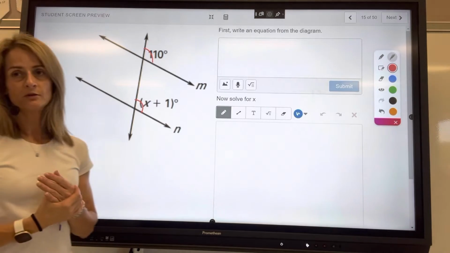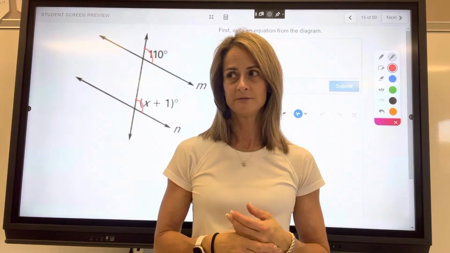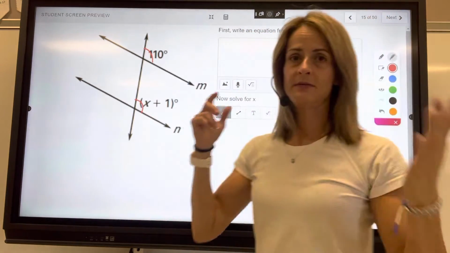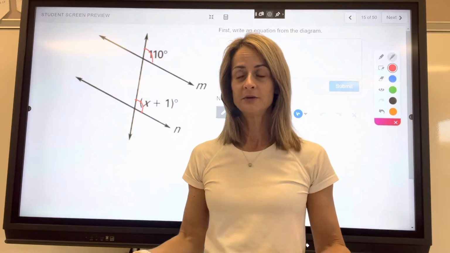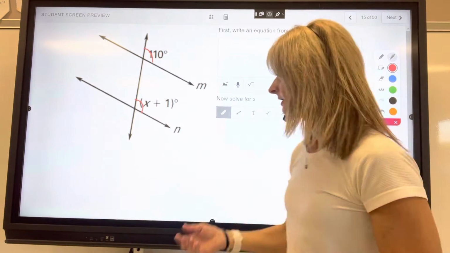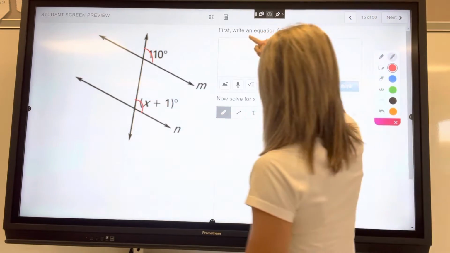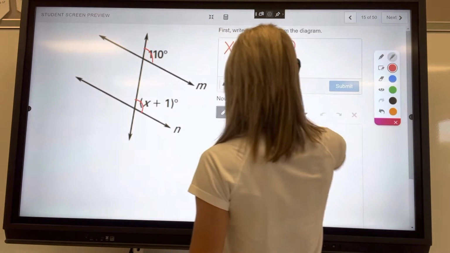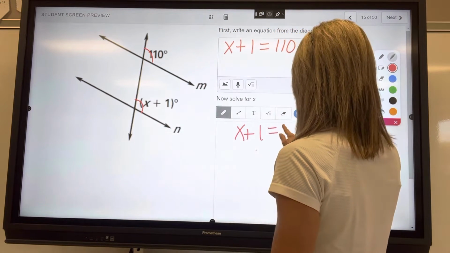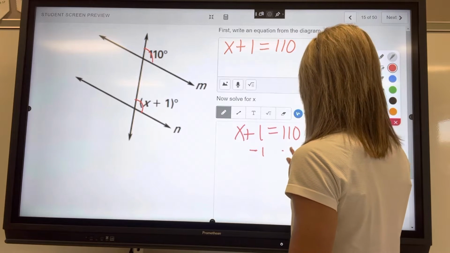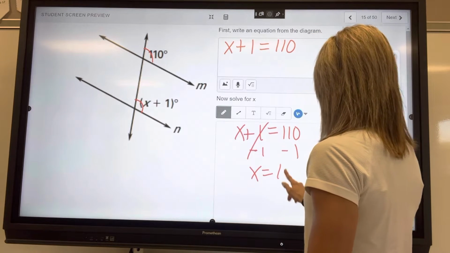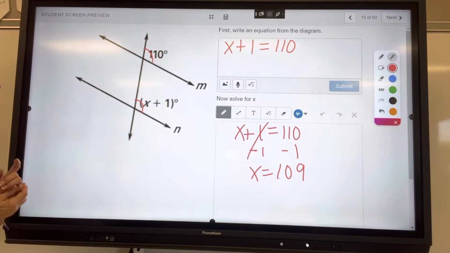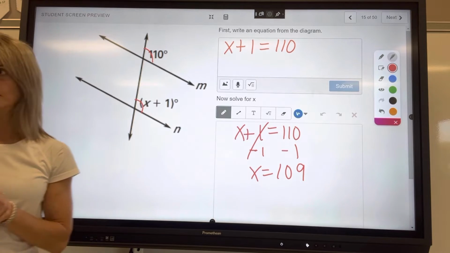Where the corresponding angles are the same, where they're congruent, then the lines are parallel. Well, how do we make them the same? In math, you write an equation, we set them equal to each other. I know this is really basic, but that's the whole point because we're trying to understand a concept. So x plus 1 equals 110, and then you solve it. And everyone's writing this down. So if the value of x is 109, then these two lines are parallel.